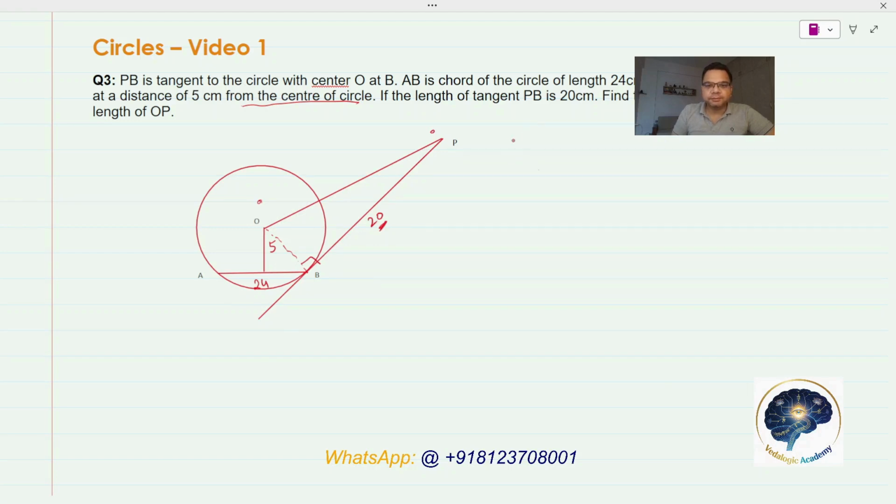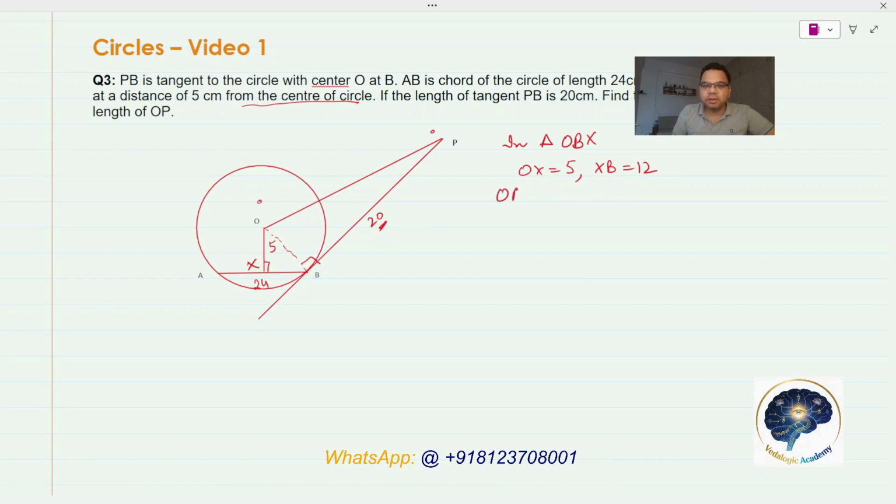So in triangle OBX, we have a right angle, because when we have to find a distance from the center, we always drop a perpendicular. So we can say OX is perpendicular to AB. Therefore OX is 5, XB is 12, and we have a right angle here. So the radius is the hypotenuse here, right?